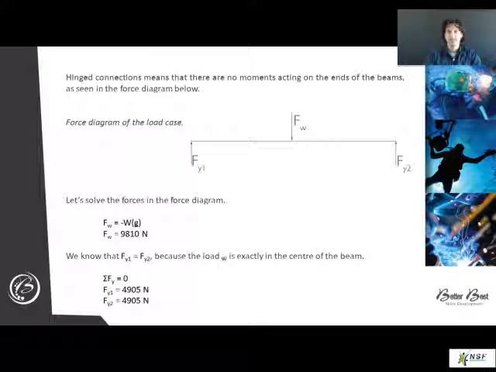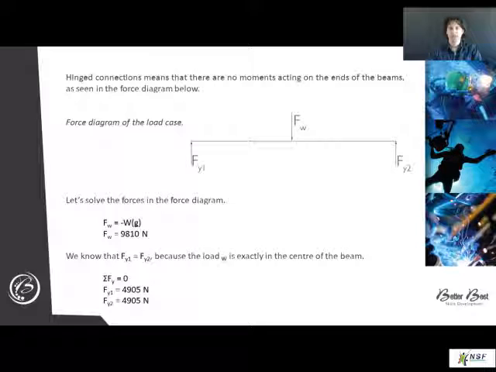First, calculate the forces. Fw is 9,810 newtons by substituting the mass of 1,000 kilograms and the gravitational acceleration of 9.81 meters per second squared downward. We know that the beam is not moving. It is in equilibrium, and therefore the sum of the forces are zero. The weight is evenly distributed as it is positioned in the center, so Fy1 equals Fy2 equals 4,905 newtons upward.